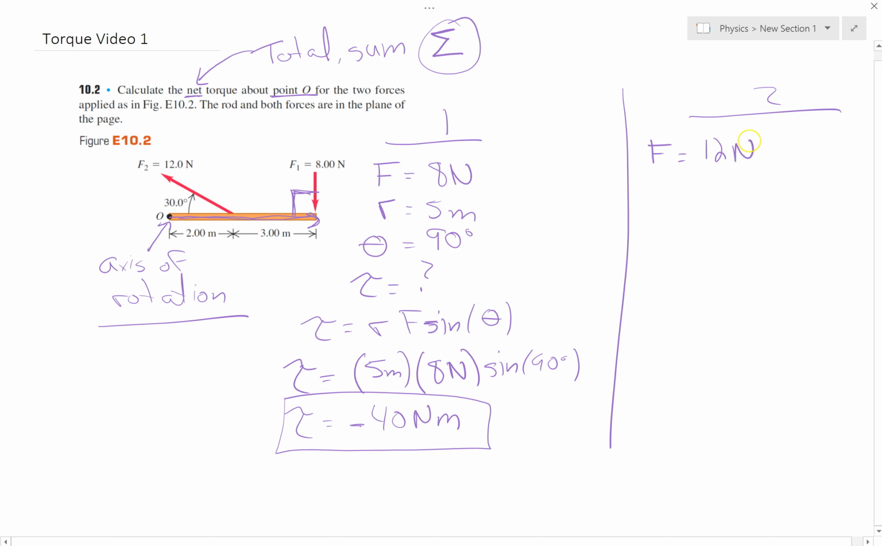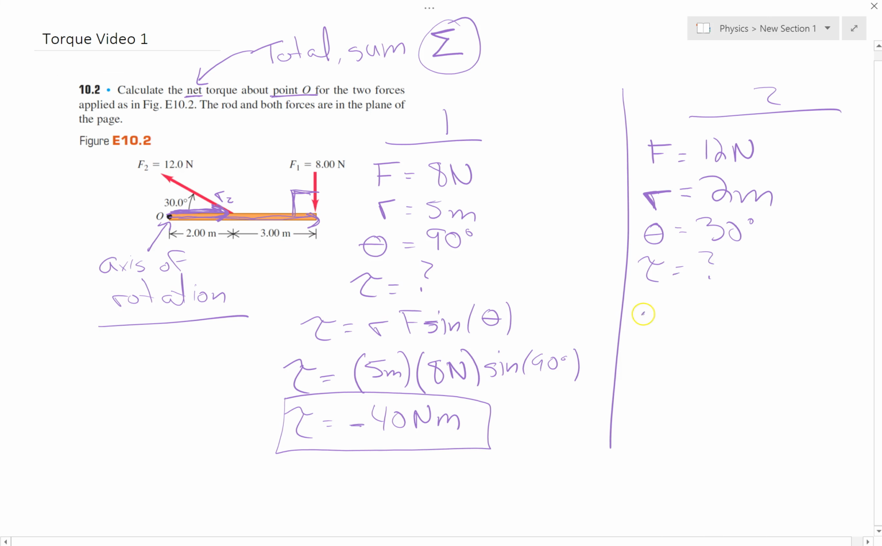So I'm going to list out the force over here on the other side of the column. They told us that's 12 newtons. I'm going to list out our lever arm. I'm going to draw a new one actually over here in my picture, and that's going to go from my origin O over here to my force 2. I'll call that R2, and that's going to be 2 meters. And the angle between these two, they told us, is 30 degrees. And again, I'm looking for tau.